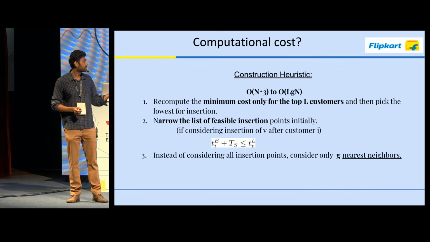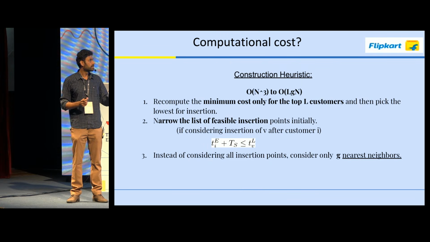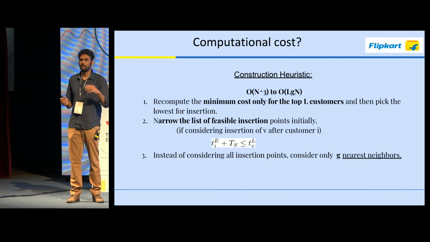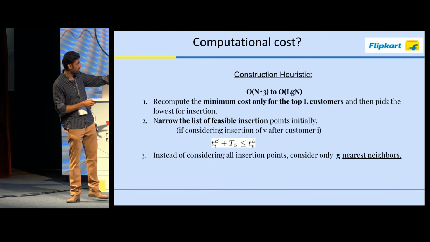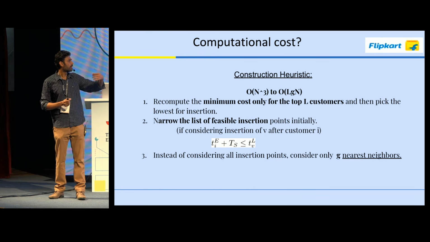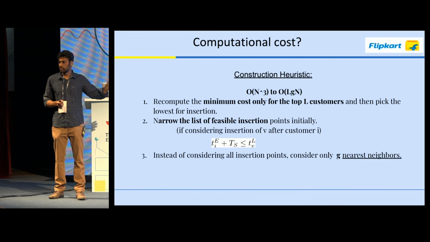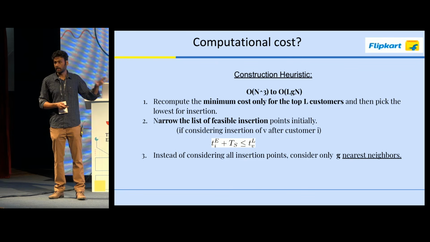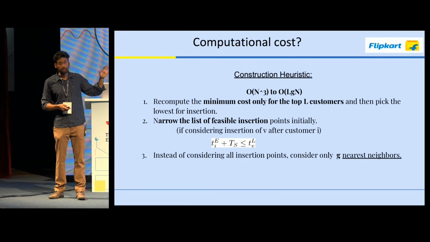The second thing is that we narrow the list of feasible insertion points by using the time windows. So before we even explore it, we say that, okay, if this condition is violated, so we're trying to insert a customer between customer V and I is the customer before that, if this condition is not satisfied, then certainly the insertion is not feasible. So we can do that check. And then instead of considering all the insertion points, we look at only G nearest neighbors. That basically brings it down from N cubed to LGN.